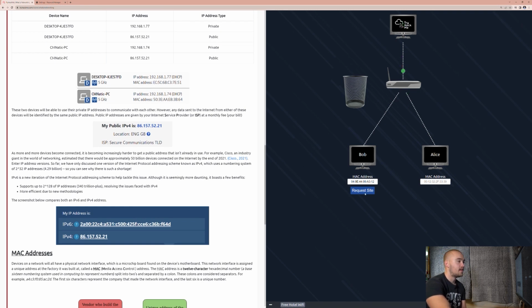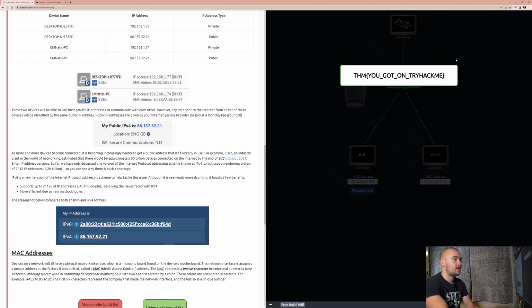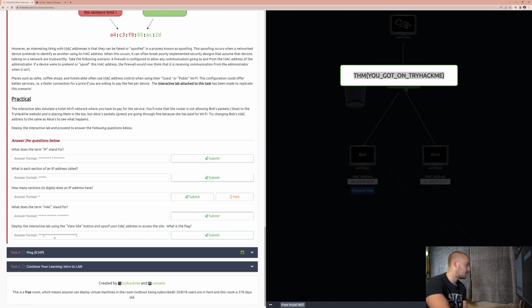And you'll notice that when you request the website for Bob, he is not allowed to get on because he hasn't paid anything. Now, if we come over here, well, I think we're going to have to keep on doing this a couple times. Yeah, so see, it just doesn't work. And now we can basically copy the MAC address from the other side, and after we've copied this MAC address, we should be able to also send the traffic. So now, if we request it, we made it there. And there's our flag, you got on TryHackMe. So that's gonna be one of the questions down at the bottom here.